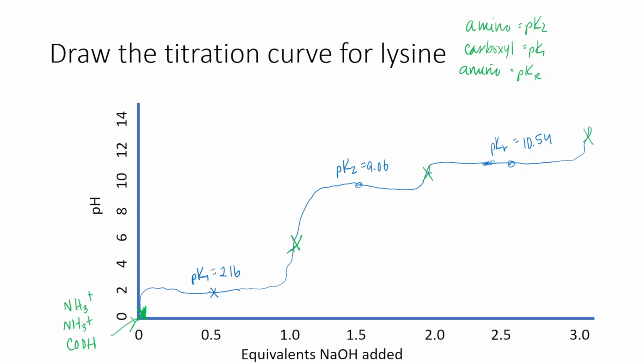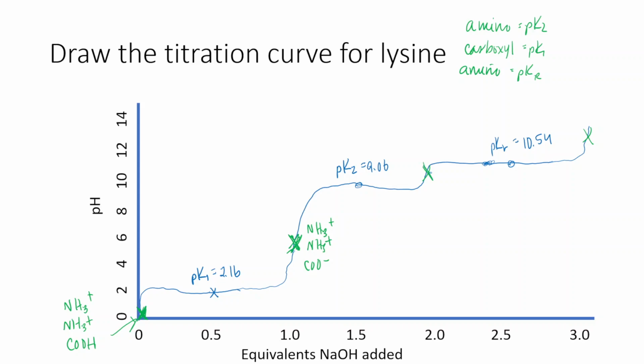Can anybody tell me what our functional groups would look like at our first equivalence point? Two NH3 pluses and one COOH. Exactly right. We're still below the pKs for both of our aminos, so they're both going to be protonated, but now we've passed the pK for our carboxyl group. Our carboxyl group is deprotonated, and we've got a negative charge.